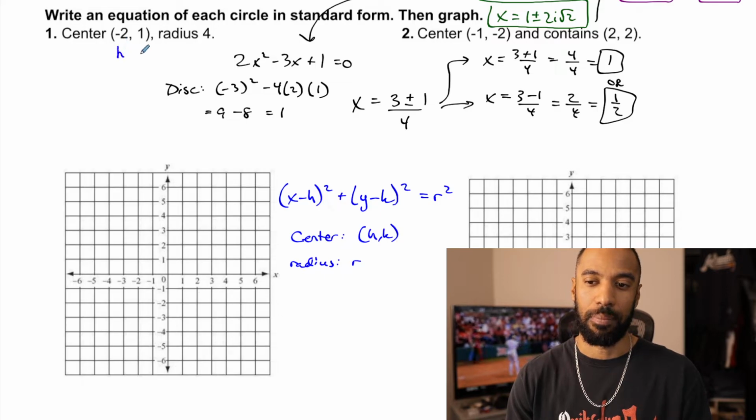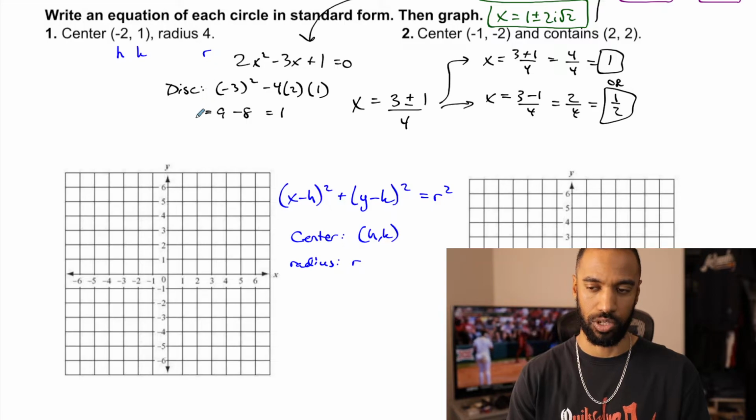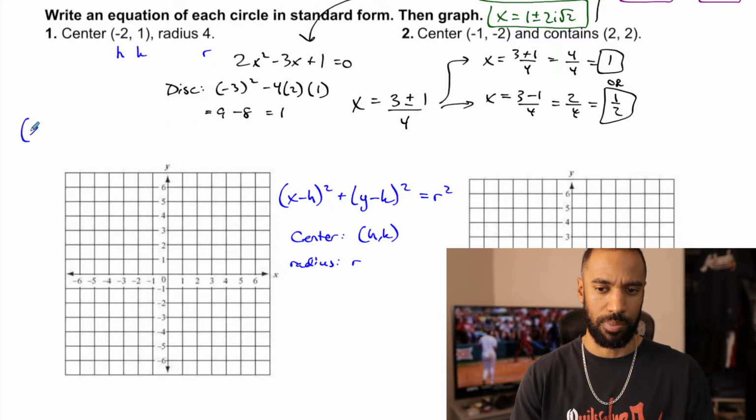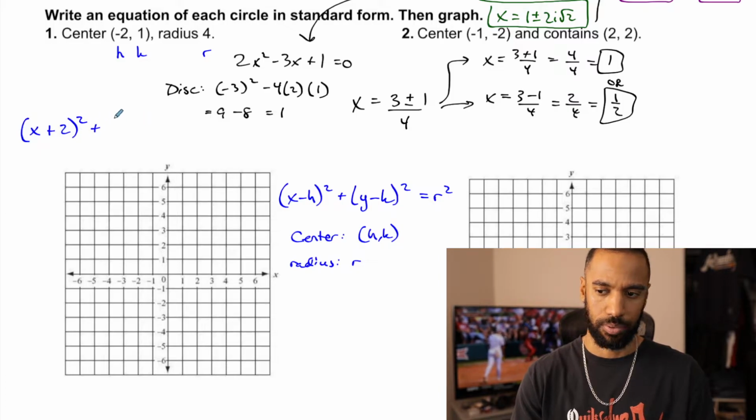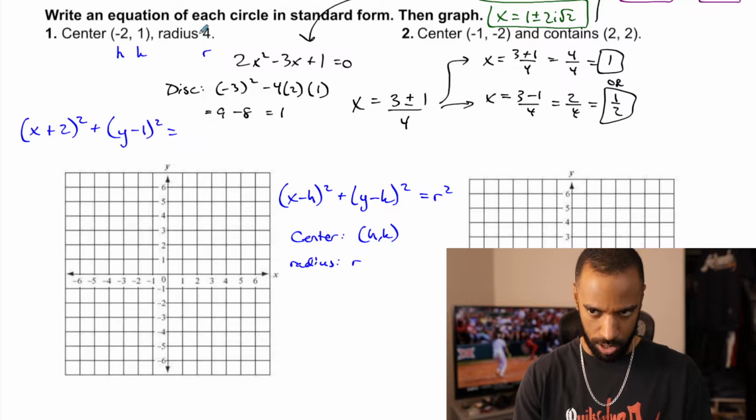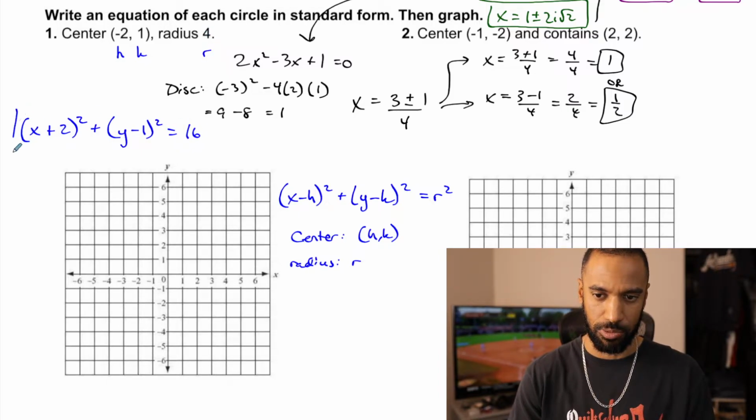My center is at my h, k. My h is -2, my k is 1. My radius, r, is 4. So as an equation, this is going to be x minus h, minus -2 is plus 2, squared, plus y minus k, y minus 1 quantity squared, equals r squared. 4 squared is 16. That's my equation.